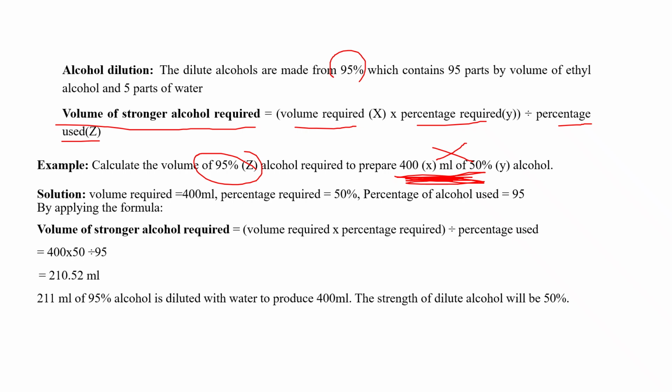If the volume required is 400 ml, the percentage required is 50%, and the percentage of alcohol used is 95, then what is the volume of stronger alcohol required? You just have to multiply these two and divide by this single one, 95. That's it. Around 210 or 211 ml of 95% alcohol is diluted. Okay, hope you guys understood this point, alcohol dilution. You may get one numerical from this alcohol dilution. Hope you understood this equation properly.